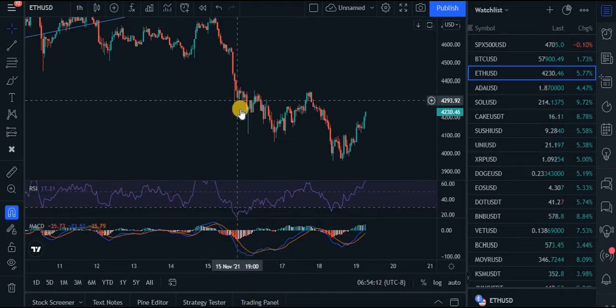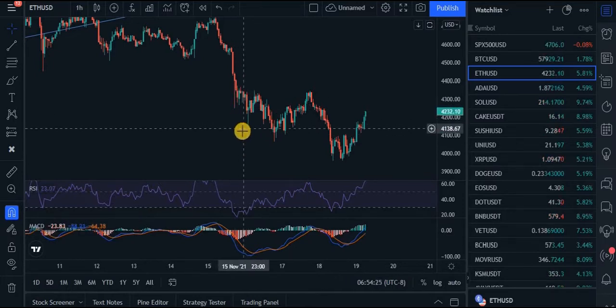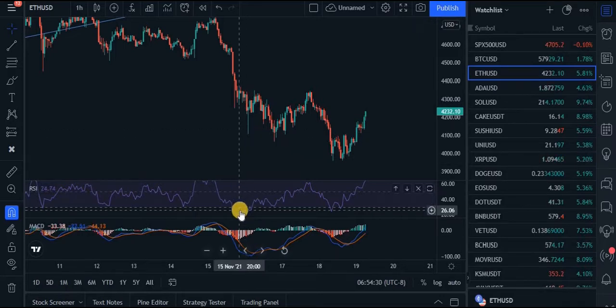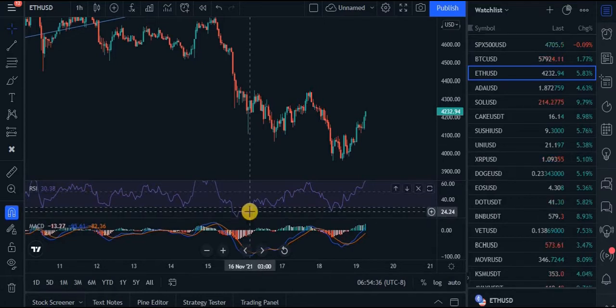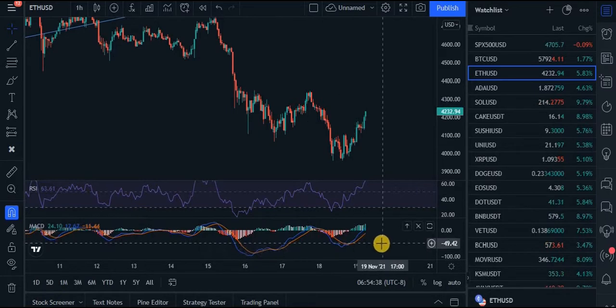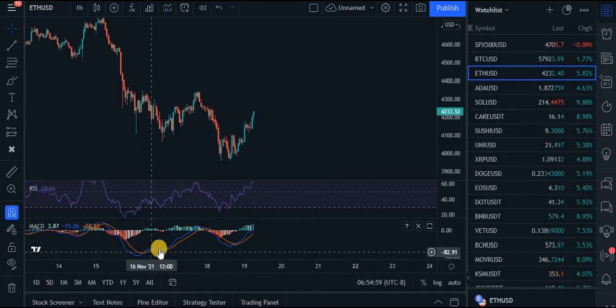The price is going down, making lower lows. This is one low and this is another low. When the price makes lower lows, it means that we are in a downtrend. But as you can see here, the indicator is making higher lows, which means that RSI is losing its momentum. If you look at this indicator, which is MACD, we can see that the price is losing momentum on MACD as well.